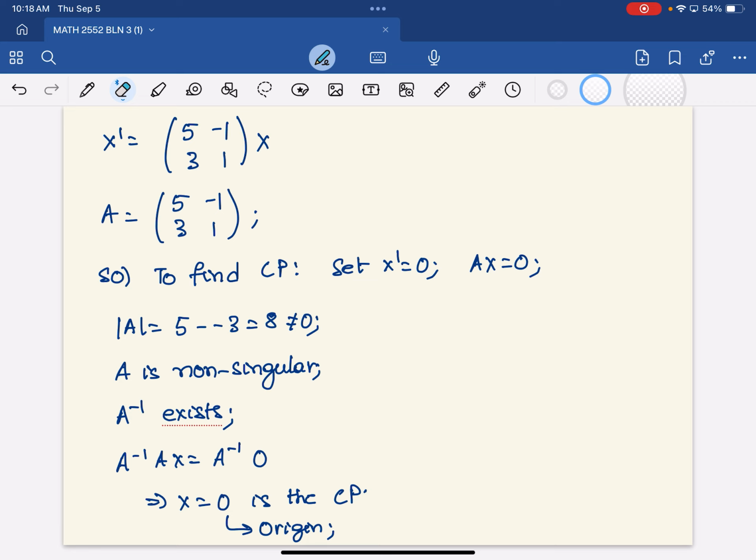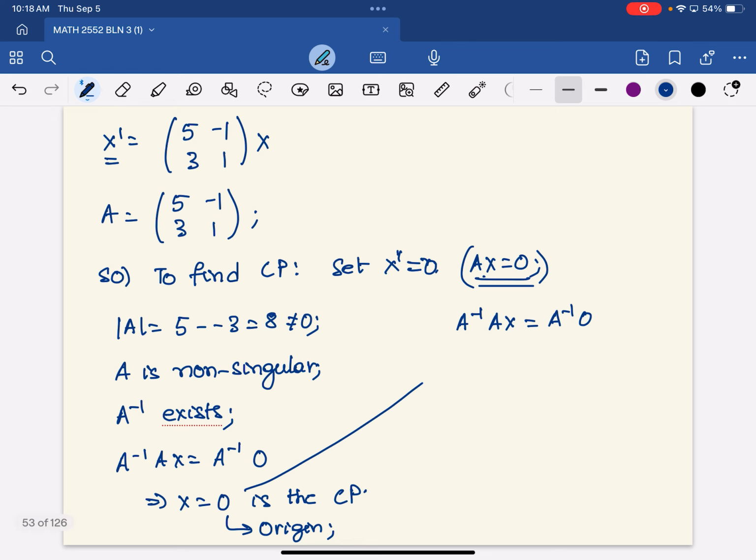I was just confused how you set it equal to A inverse times 0. I'm multiplying both sides, but see, x prime equals 0. Because x prime is 0, Ax equals 0, right? Because A inverse exists, I'm multiplying both sides by A inverse. That's what I'm doing, and that leads me to this. Okay?